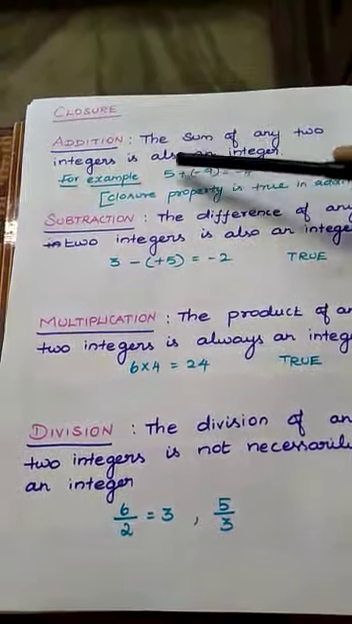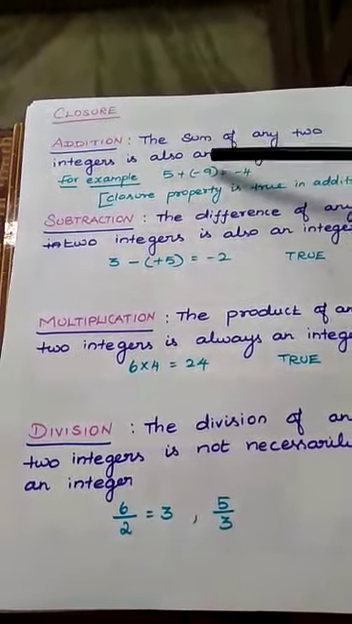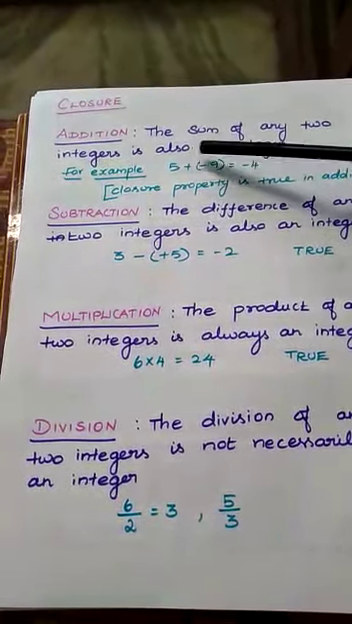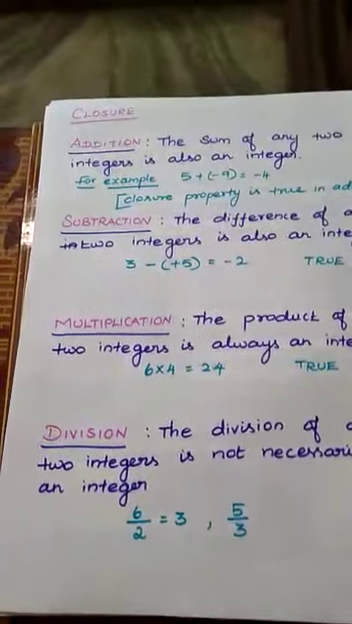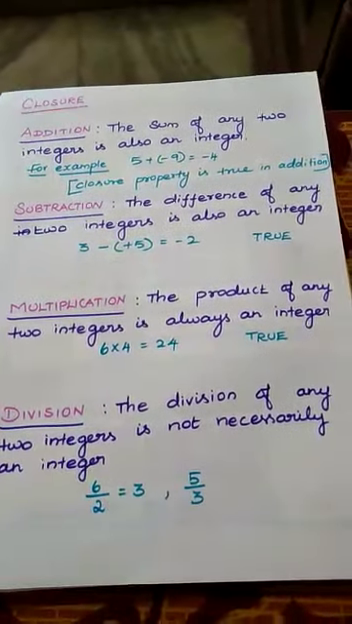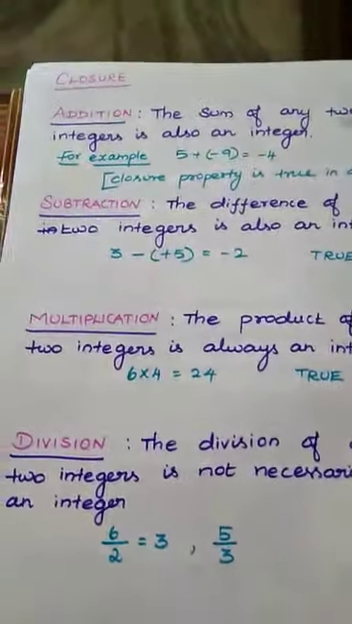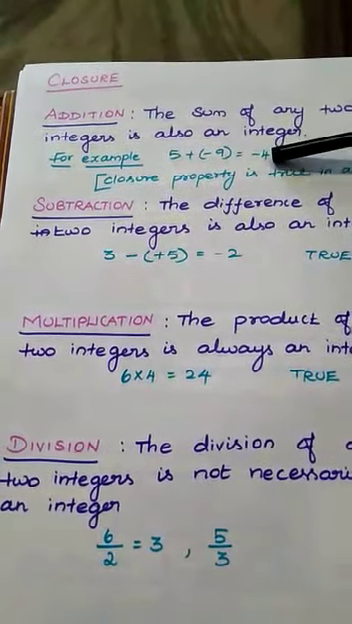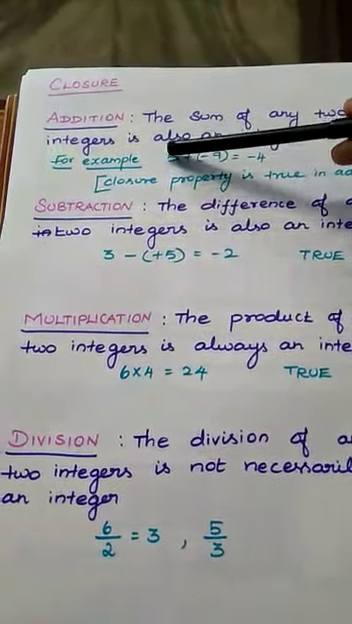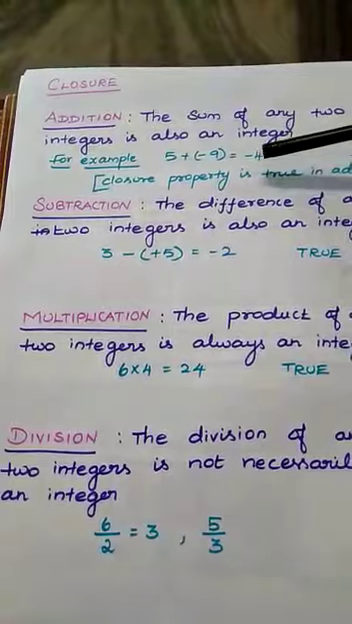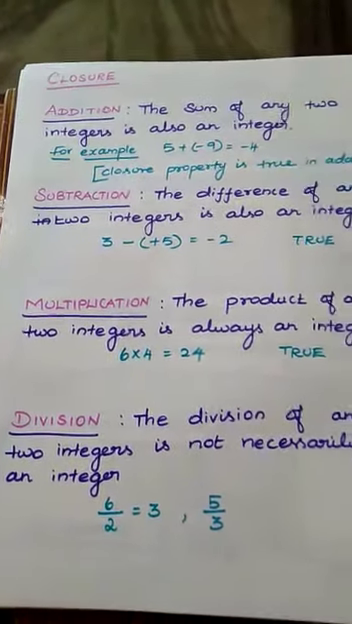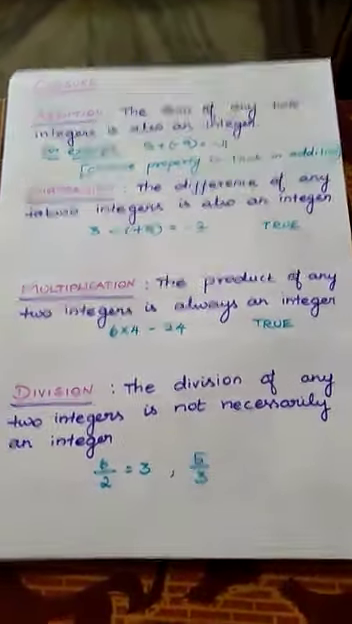For example, you take any two integers 5 and minus 9. Add the values. Plus into minus is minus. 5 minus 9 is 4 only. In front of 9 we have the symbol minus, so we have to put the symbol of the greater number. So the answer is minus 4. 5 is an integer, 9 is an integer. The answer minus 4 is also an integer. So the closure property is true in addition.